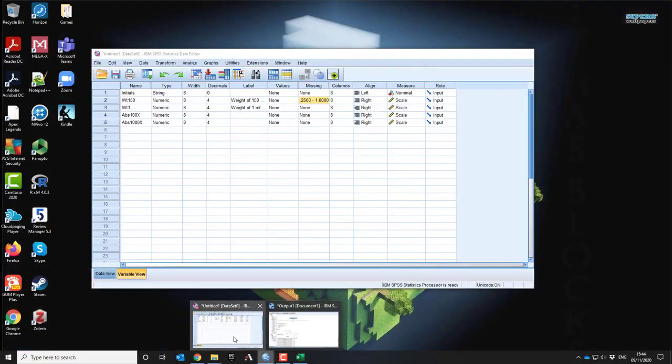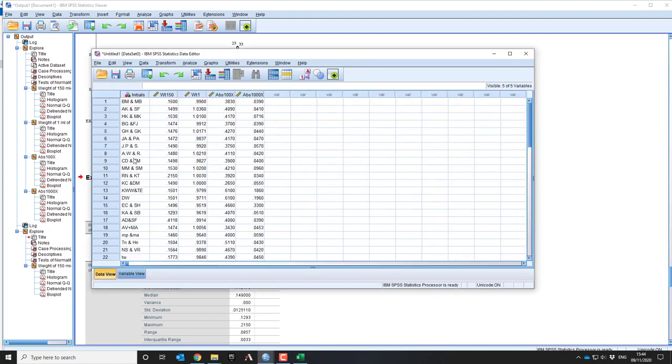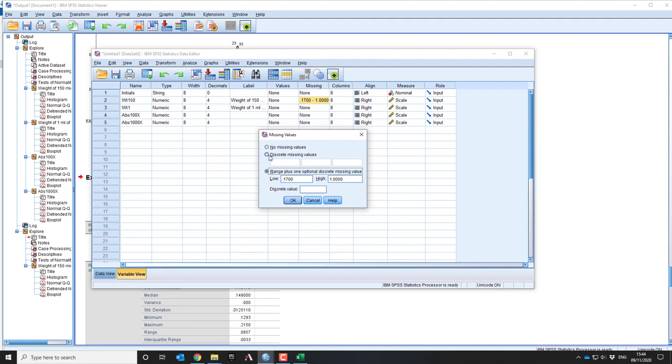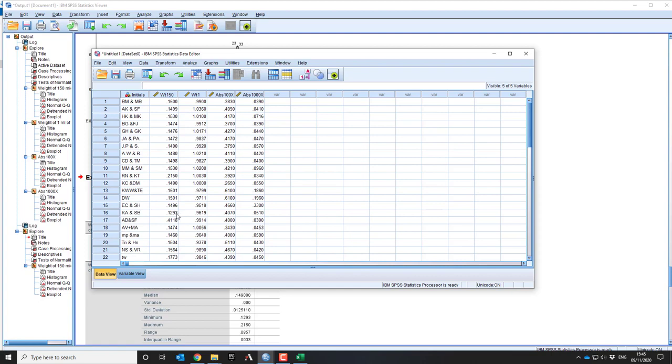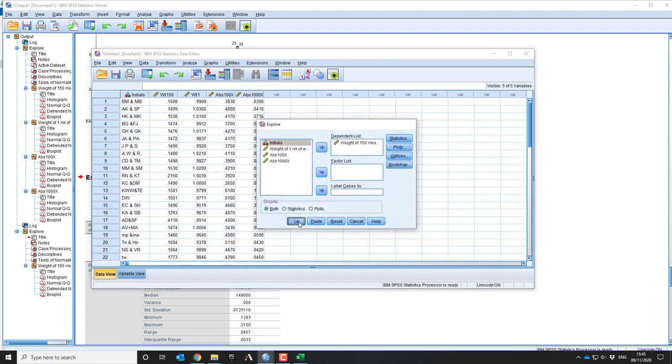Go back into the data, change that now to 0.17, and I didn't have a look at what the 16th data point was, so the 16th one is 0.1293, so I need to also add that as an extra data point that I need to remove. So range plus a discrete value, 0.1293, wasn't it? Let's remember 16, 1293. Okay, so now I can go back and do analyze, descriptive statistics, explore, repeat it.